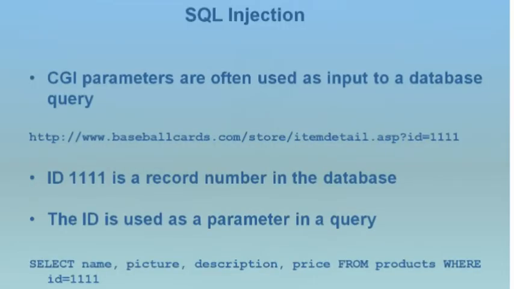Now, it's very common for CGI parameters to be used as input into database queries. Our browsers will send that information to the web server. And we have our example here, baseballcards.com, and you notice at the end of that URL address is an item number, 1111. It doesn't take a rocket scientist to figure out that that number is probably located in a database somewhere. It's some kind of record. And that number, 1111, is probably going to be inserted into some kind of SQL query, querying the database for information.